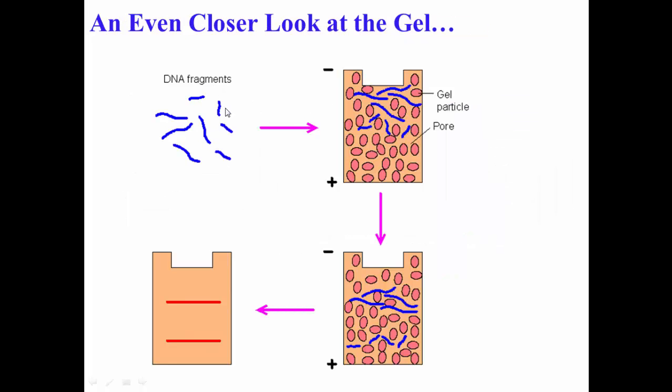Here's just another diagram to show how the longer fragments are not going to be able to move as far through the gel as the shorter fragments that will be able to move much farther and create that DNA band.